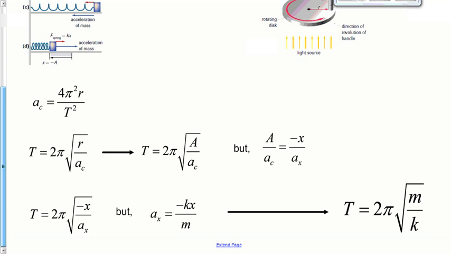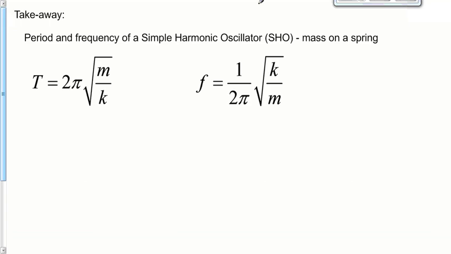I told you, if you're a little confused from about 3 minutes to about now, don't freak out, because I'm just going through the process with you. But what I need you to get is right here. The period of a simple harmonic oscillator, which is just an object undergoing simple harmonic motion, is given by this expression. And the frequency is just the inverse, because frequency is 1 over period.